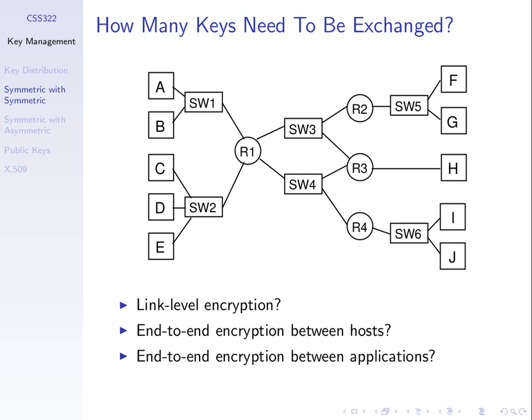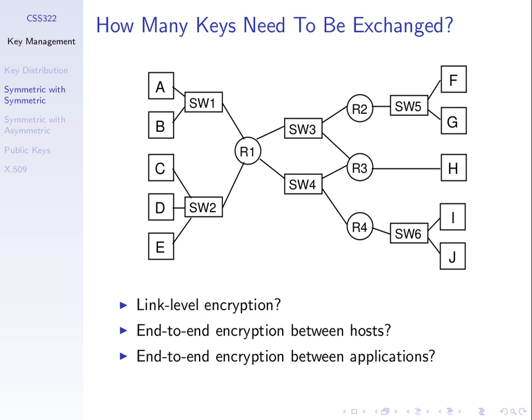Maybe let's start with the easiest place. Link level encryption means that, for example, if E wants to send to J, there's a shared secret key between E and switch 2, because E encrypts the data, sends across the link, the switch receives, decrypts using the same shared secret key with E, and then switch 2 encrypts using a different key and sends to router R1. Router R1 decrypts and encrypts using a different key, sends to switch 4, and we keep going until the data is received by J, and then J decrypts and has the data. That's an example of link level encryption.